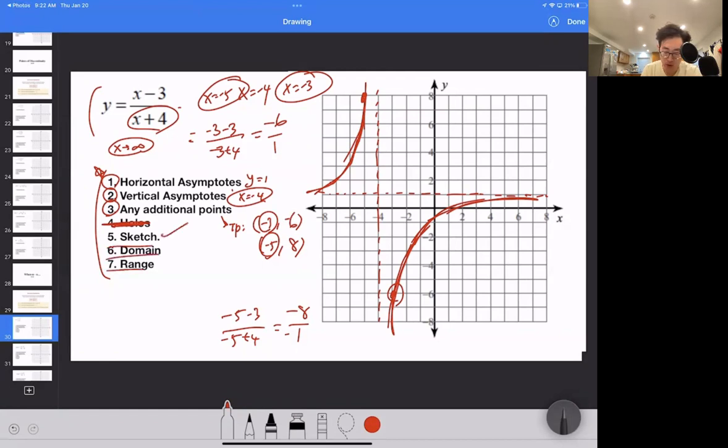Domain and range, we've already done that. And so domain and range is the only thing that's missing. So the domain and range is quite simple. All you really have to say is all real numbers except x equals -4, all real except y is equal to 1. Now, you'll probably notice some sort of a pattern here. These two are exactly the same as your horizontal and vertical asymptotes.